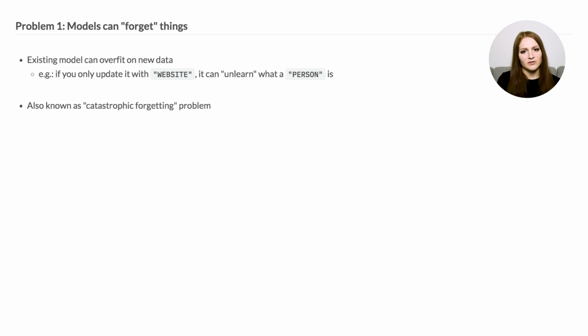Statistical models can learn lots of things, but it doesn't mean that they won't unlearn them. If you're updating an existing model with new data, especially new labels, it can overfit and adjust too much to the new examples. For instance, if you're only updating it with examples of website, it may forget other labels it previously predicted correctly, like person. This is also known as the catastrophic forgetting problem.